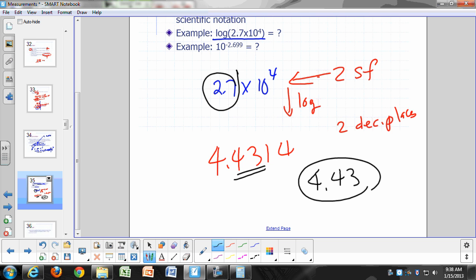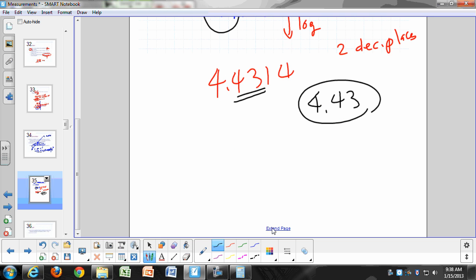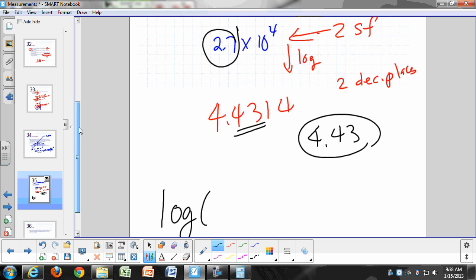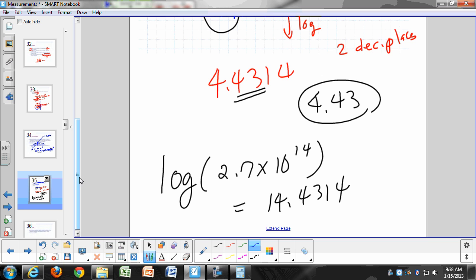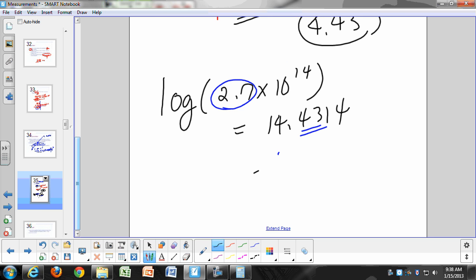All right. What if, let's say, you want to take the log of the same number but with a different exponent, 2.7 times 10 to the 14. You'll find that if you did this, you're going to get 14.4314. So again, here you have 2 significant digits in the number that you're taking the log of, then your answer should have 2 decimal places. So your answer here is going to be written as 14.43.